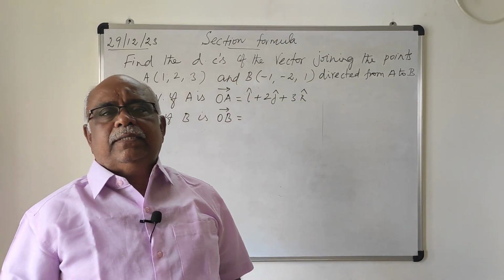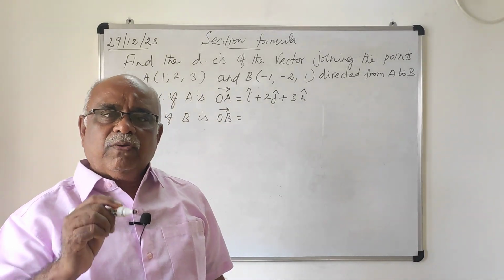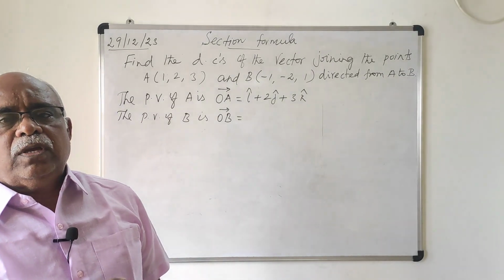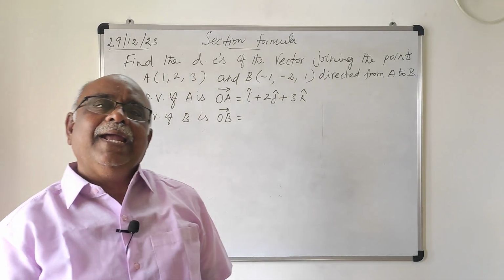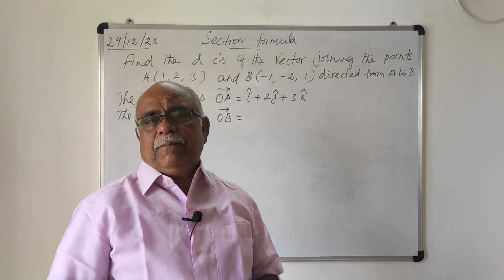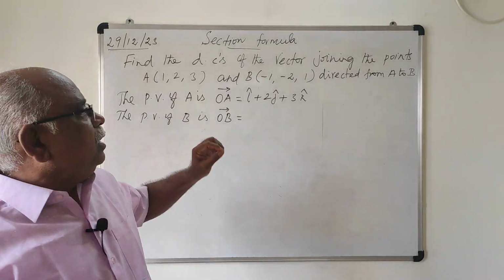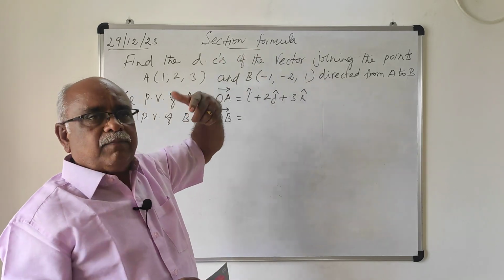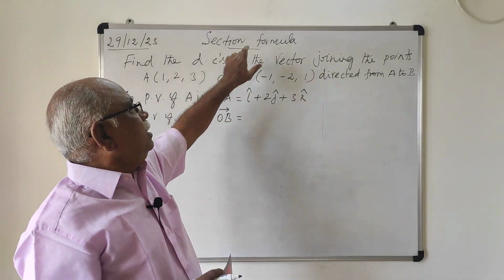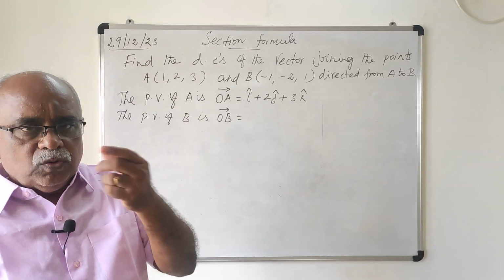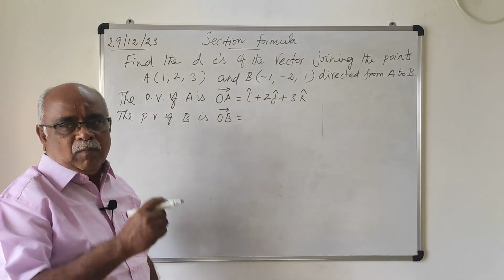Section formula is used for finding the position vector of a point which divides the given line segment in the ratio m is to n, internally or externally. Defining the position vector of that point is the section formula. Before going to that formula, I have to solve two more problems.